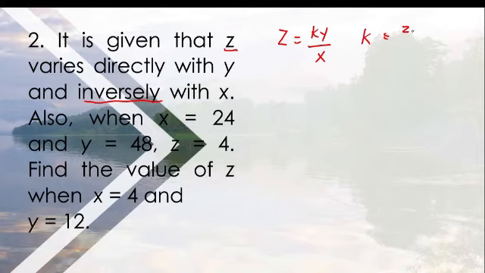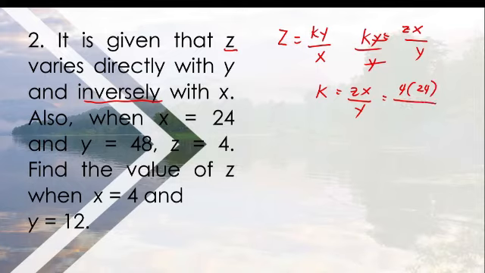Okay, to get the constant formula, cross-multiply muna yung Z and X. So, we have Z X equals K X. So, may KY tayo. Tapos, divide both sides by Y para ma-isolate itong K. Cancel na yan. So, K is equal to ZX over Y. Tapos, tsaka tayo mag-substitute nung first given ng Z, X, Y. So, ang Z natin is 4. Ang X natin is 24 over Y is 48.